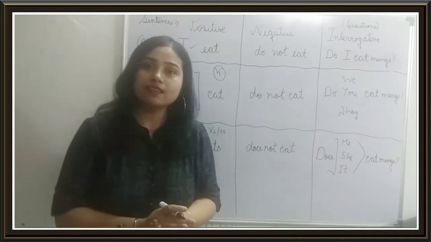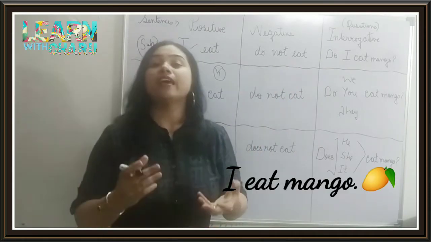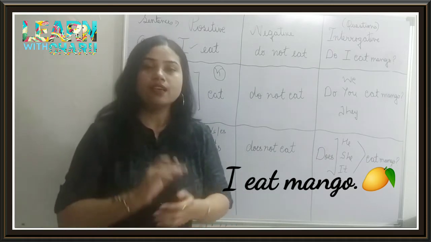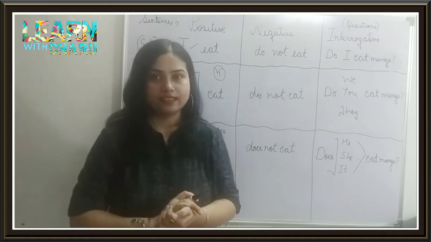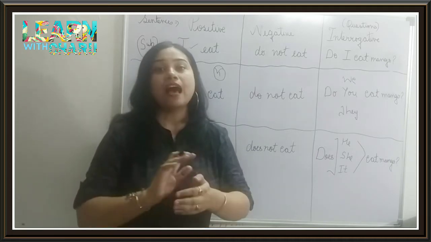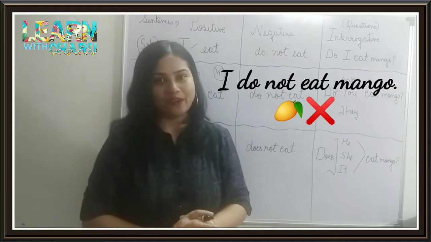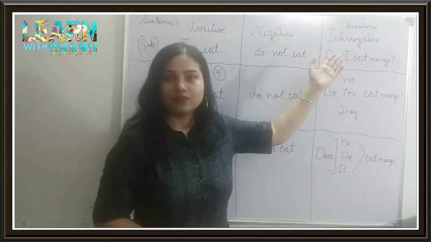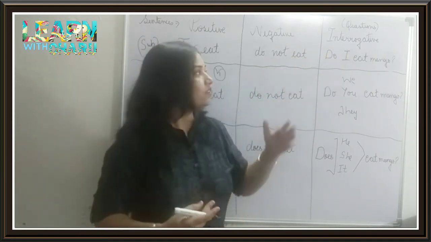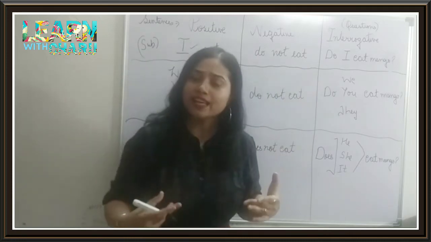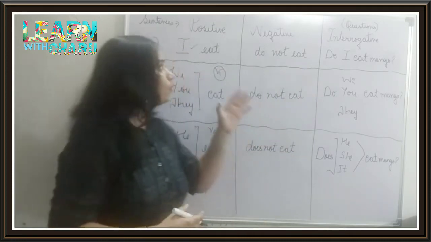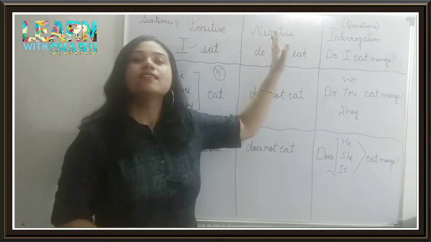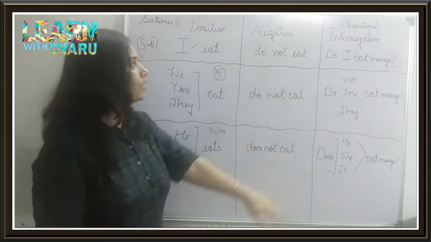Positive sentences, for example, I say I eat mango. Negative sentences, if I add not in the sentence, for example, I do not eat mango, right? And the third one is interrogative. It means questions. For example, do I eat mango? Okay, so positive, negative, interrogative, these are the sentence types, okay?